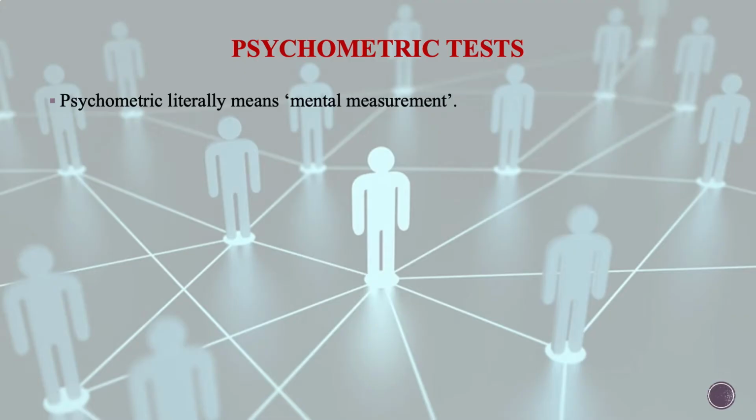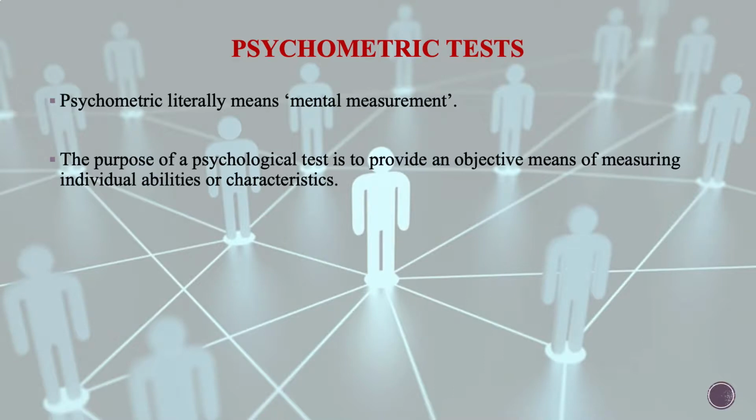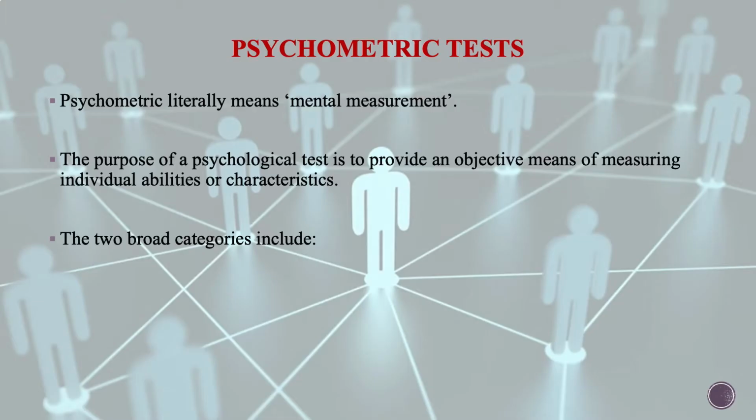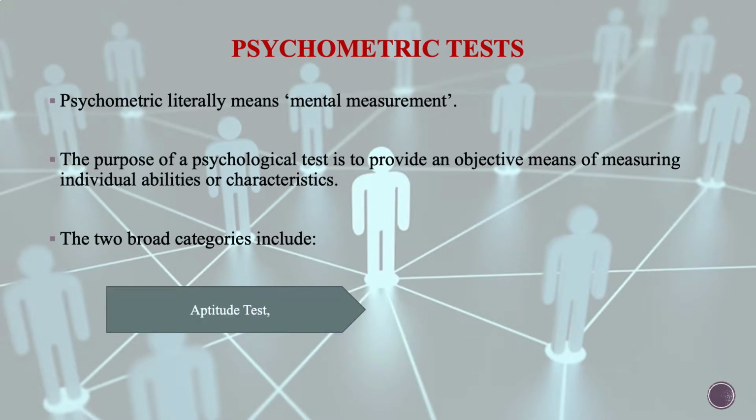The next tool is psychometric tests. Psychometric means mental measurement. The purpose of using a psychometric test is to provide an objective means of measuring individual capabilities or characteristics. They are used to enable selectors to gain a greater understanding of individuals so that they can predict the extent to which they will be successful in a job. The two broad categories include aptitude test and achievement test.